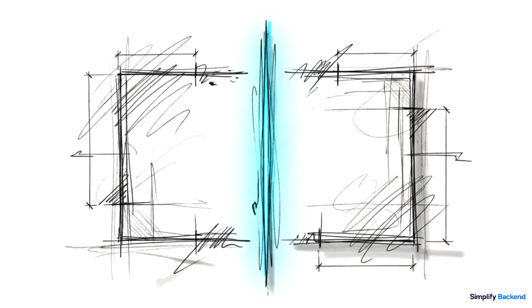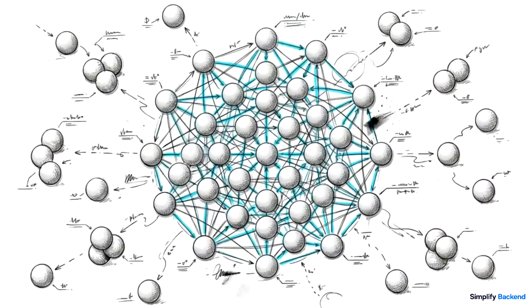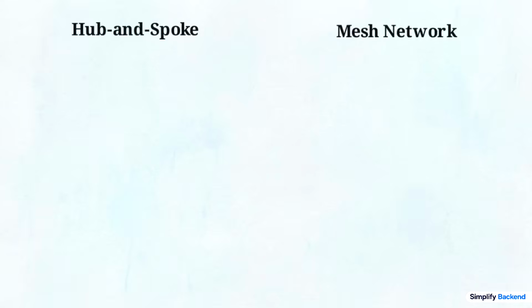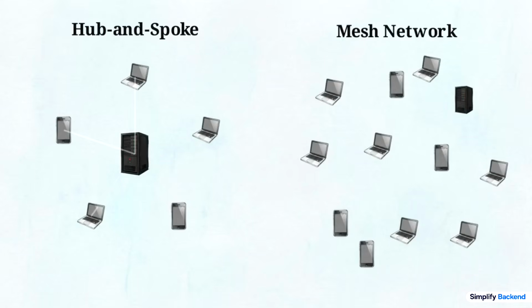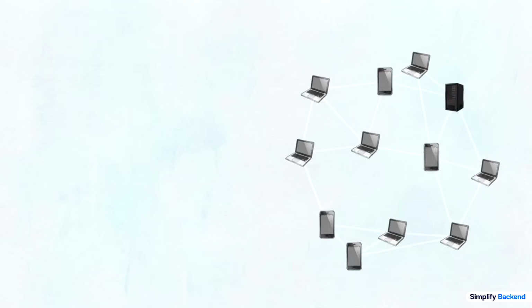To clearly see the boundaries of the client-server model, we have to look at its direct architectural opposite. That alternative is the decentralized peer-to-peer, or P2P, system. This comparison shows the structural layouts. On the left is the centralized hub-and-spoke topology of a client-server system. On the right is a decentralized mesh network.